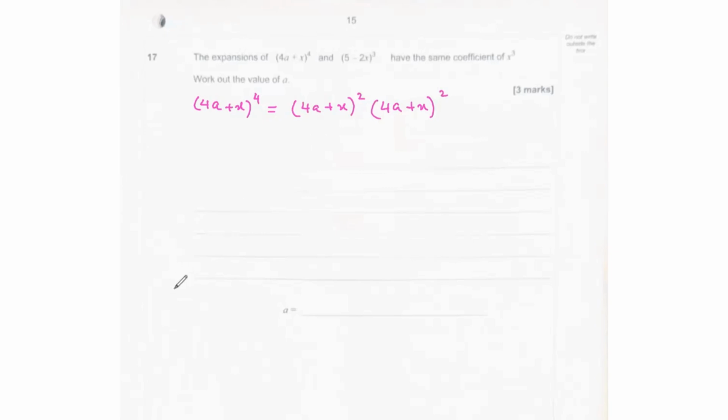You know we cannot use binomial expansion over here because it's a non-calculator paper. So you just have to split the brackets down, multiply them, and see what the expansion is going to be at the end. So (4a plus x) whole squared is going to be 16a squared plus 8ax plus x squared. So this is getting multiplied to itself.